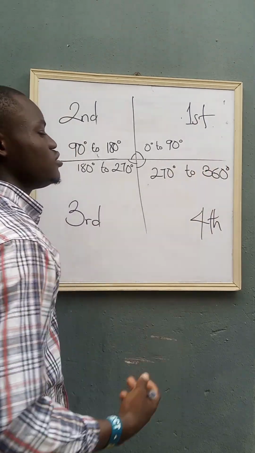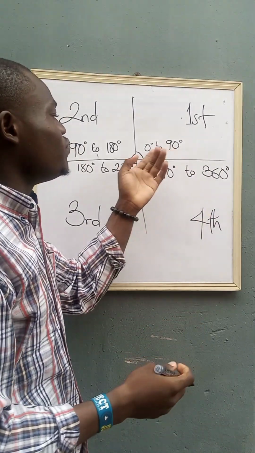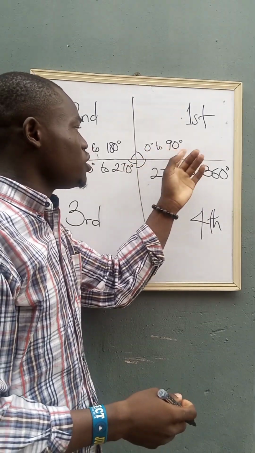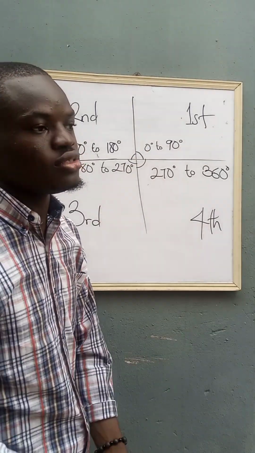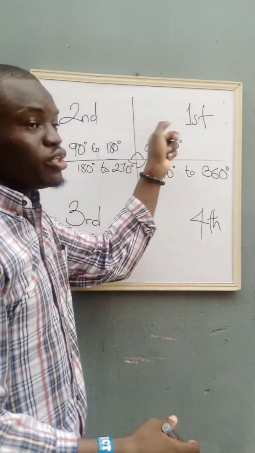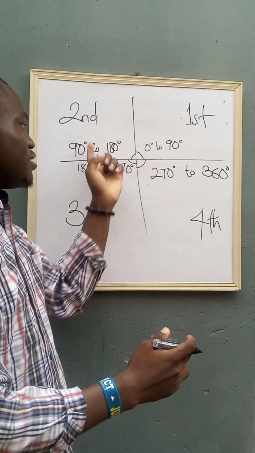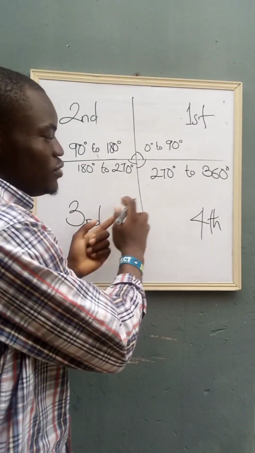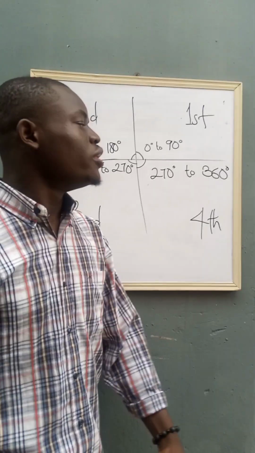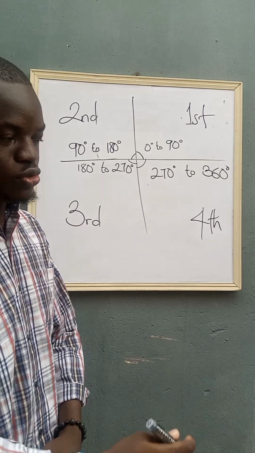What does this mean? It simply means the information you can have here are just values that range between 0 and 90 degrees. That means anything beyond 90 you can't have in this particular side of the quadrant. Anything beyond 180 you can't have in this side of the quadrant. Same thing applies for the other two sides.